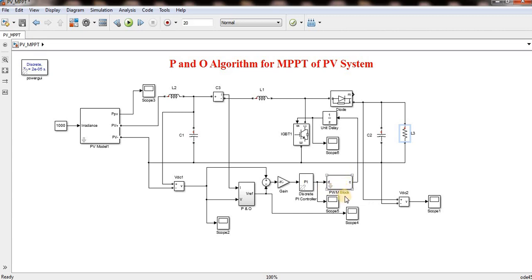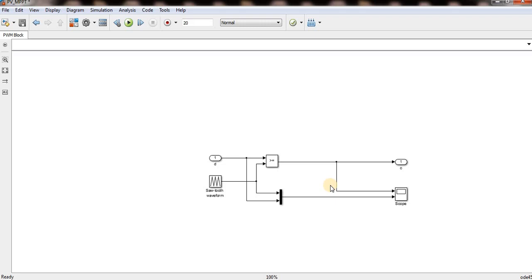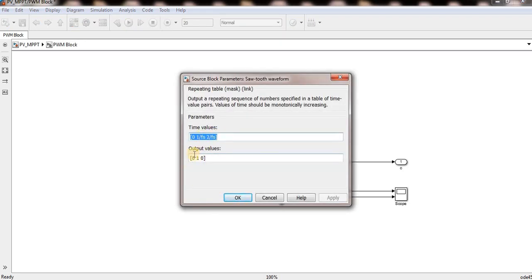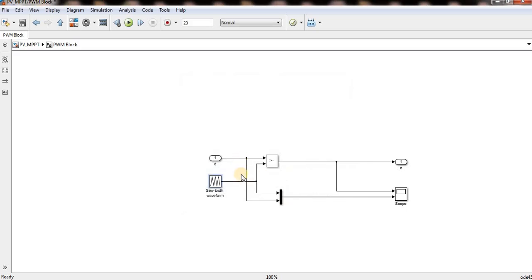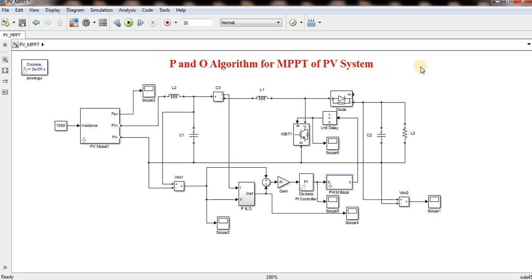So this is the PWM block. See, once I generate the duty cycle, I compare it with a triangular wave. This is the triangular, actually not sawtooth. This is the triangular I taken. By comparing these two, I can generate the pulses. So this is the simple logic of the P&O algorithm for MPPT of a PV system.